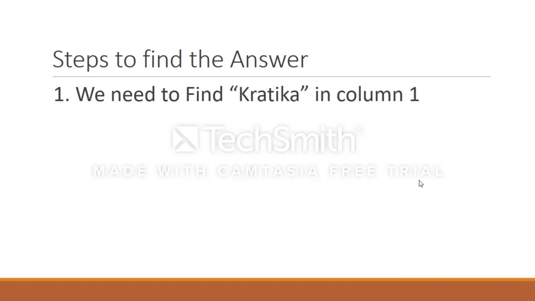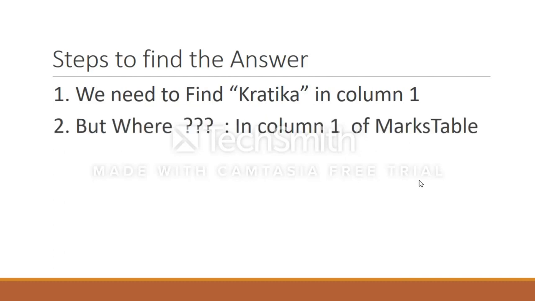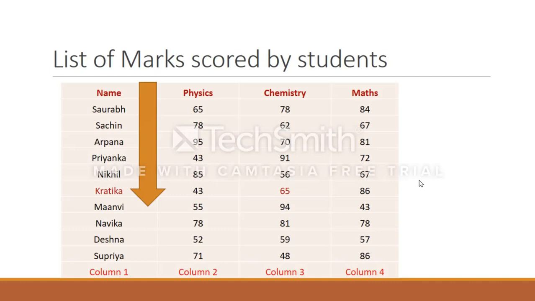We need to find Kritika in column 1. This will be our step 1. But where? In column 1 of the marks table. So here it is. We find that it is the 8th row where we have Kritika in the name list.